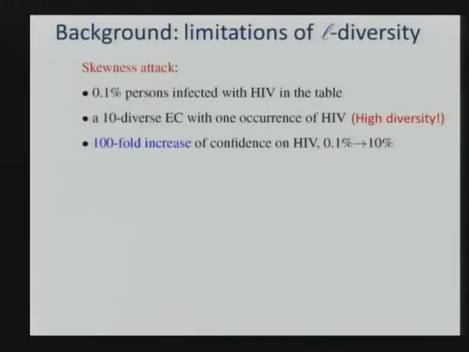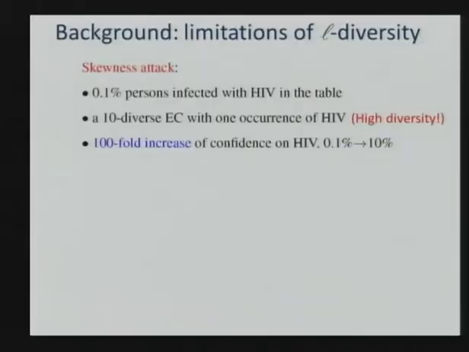However, L-diversity still suffers from some attacks. The first attack is called Skewness Attack. I give an example here. In the whole database, it is possible that the percentage of persons infected with HIV is 0.1%. Now, suppose that we form an equivalence class satisfying 10-diversity.